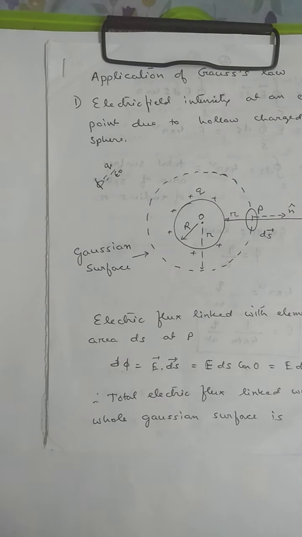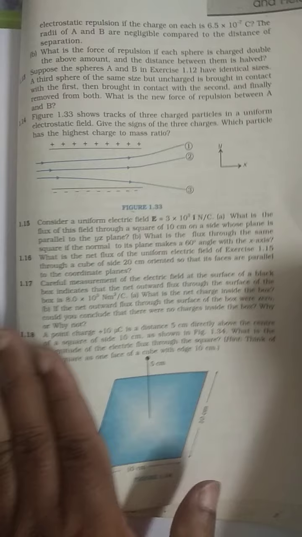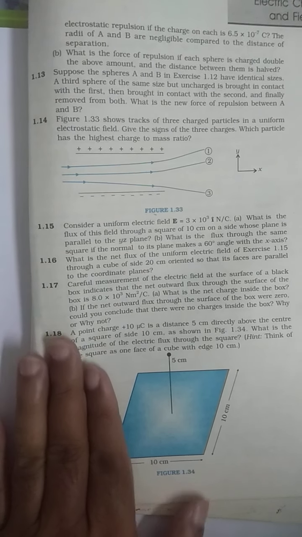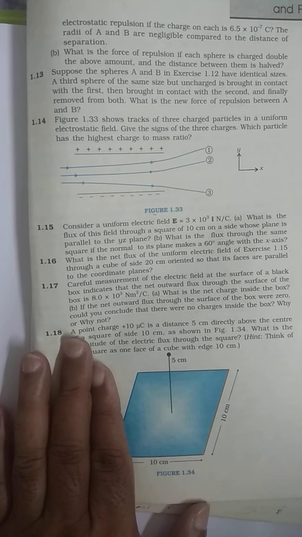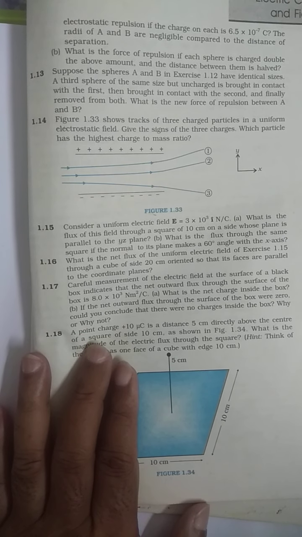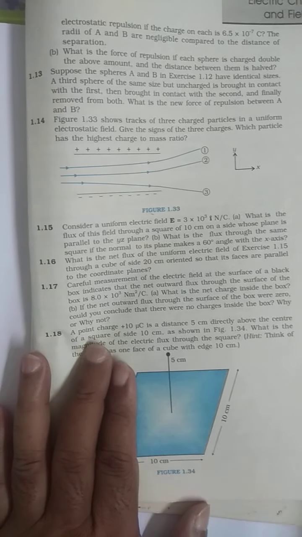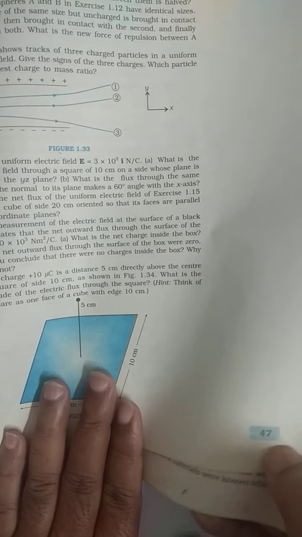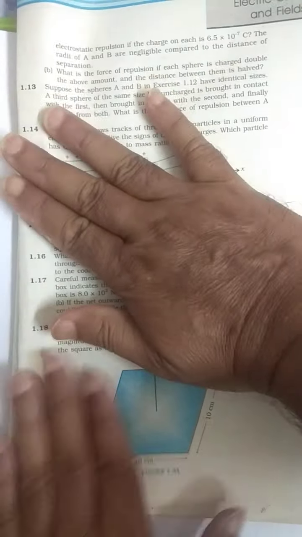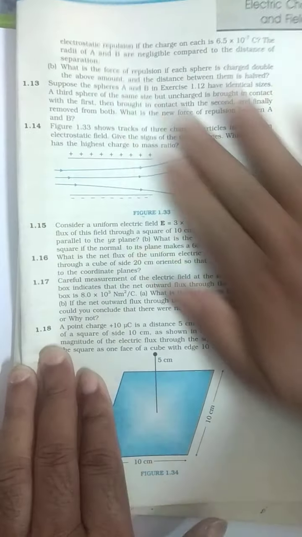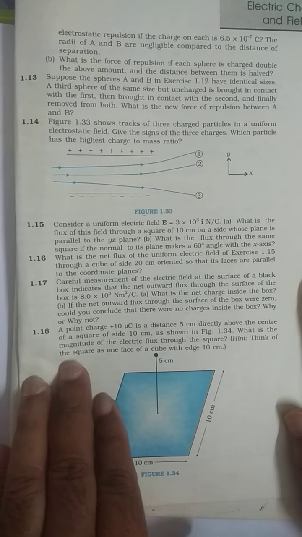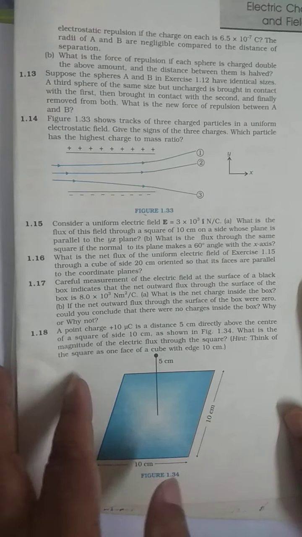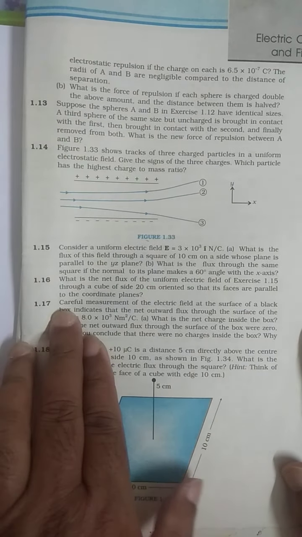Hi, this is also a numerical class based on Gauss's law. In the last class we discussed the two numericals 1.15 and 1.16 of the textbook, page number 47. And today I want to discuss the numerical 1.17. So what does the numerical say?